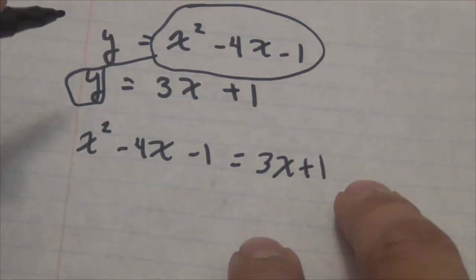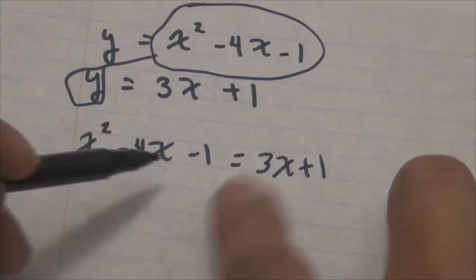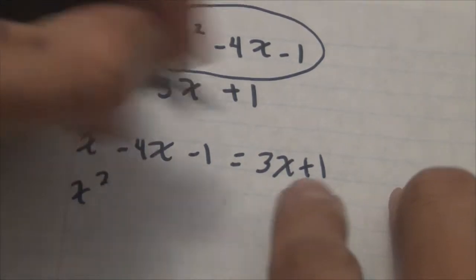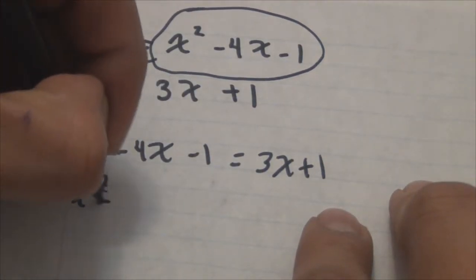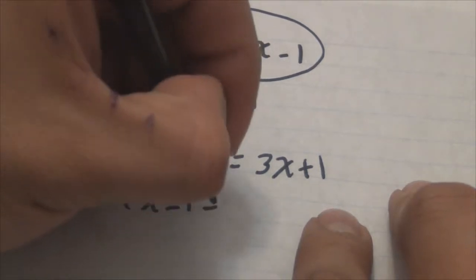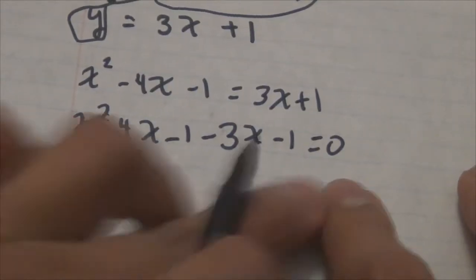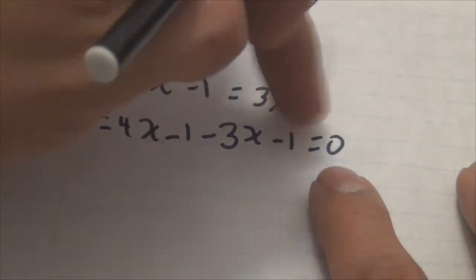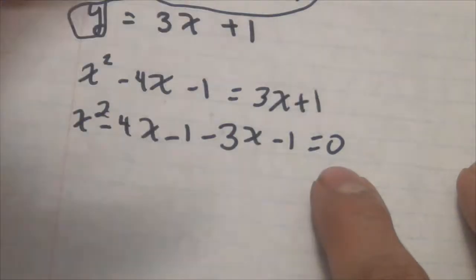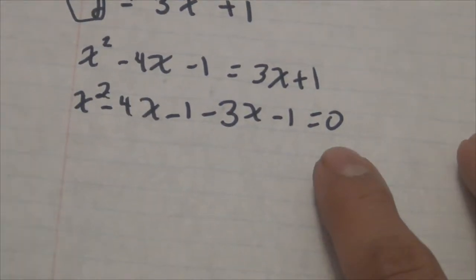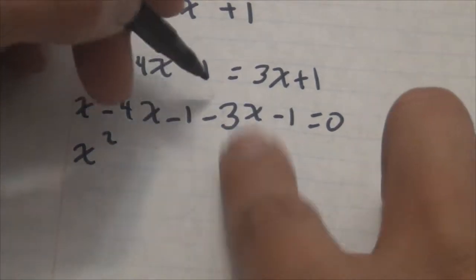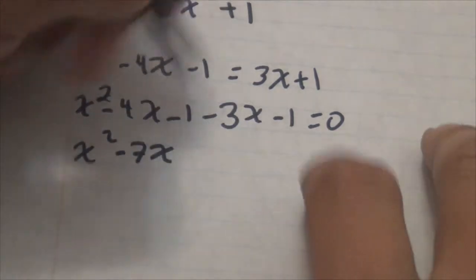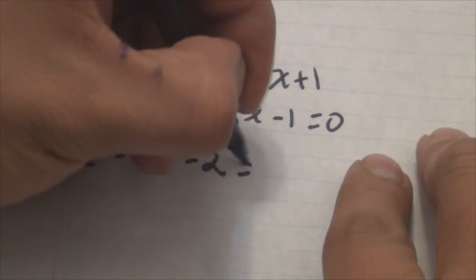Now I have to make one side equal to 0 because this is a quadratic equation. So I'm going to subtract 3x and subtract 1. So I get x squared minus 4x minus 1 minus 3x minus 1 equal to 0. I subtracted 3x and 1 from both sides. Now add the like terms. X squared, negative 4x and negative 3x, that's negative 7x. Negative 1 and negative 1 is negative 2, equals 0.